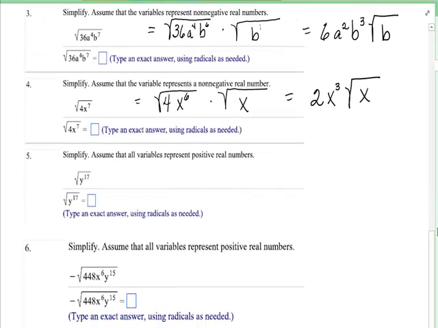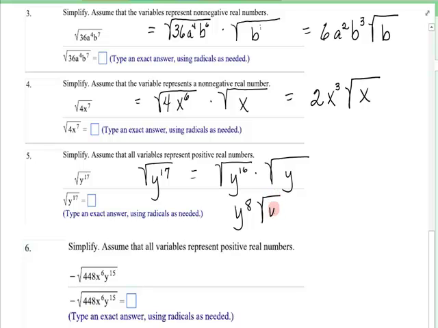Let's look at number 5. It wants us to simplify the square root of y to the 17th, which is not a perfect square because the exponent is odd. I take 1 away from it, 1 y out there. That leaves me with an exponent of 16. Now that's a perfect square. It is y to the 8th times the square root of y.